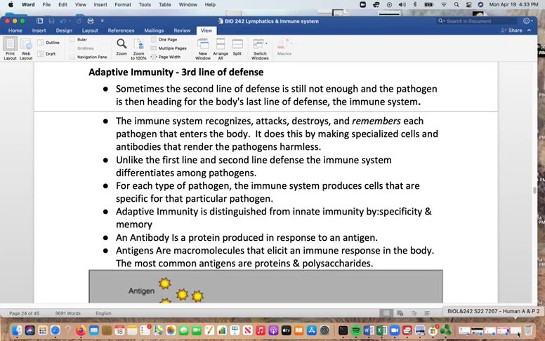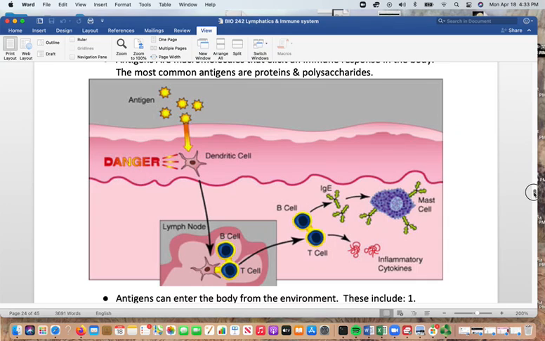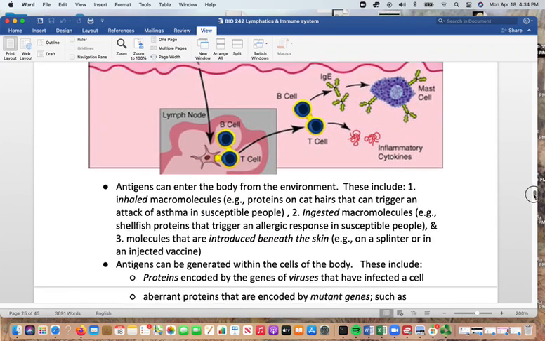So an antibody is just a protein that's produced in response to an antigen. Antigens are macromolecules that are going to elicit the immune response. It literally means generates antibodies. So your most common antigens are proteins and polysaccharides. So this is showing the antigen coming into the body, things moving into a lymph node where it will encounter those cells, and so you can have your B and T cells going on making their specific proteins.